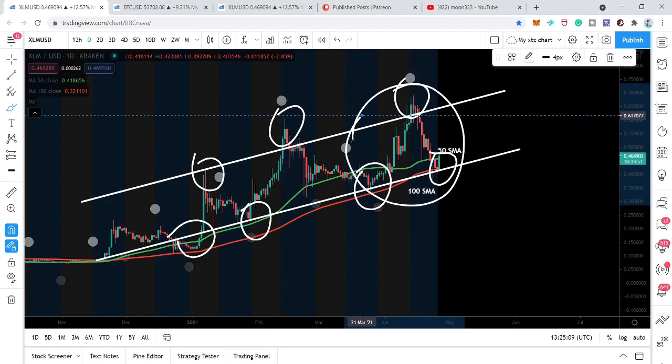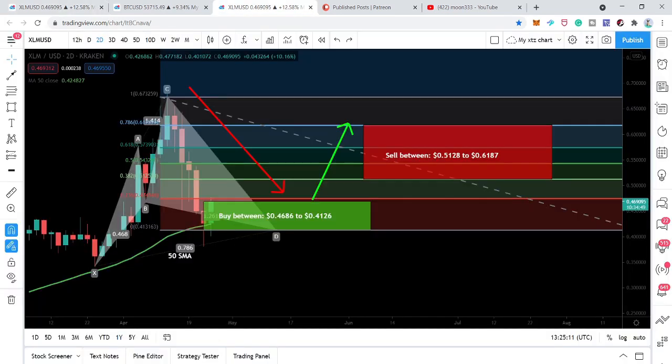And in today's video, I'm going to show you the complete buying and selling targets of this pattern as well, which has been formed on the 2-day chart.